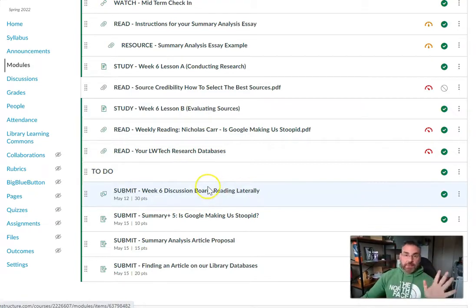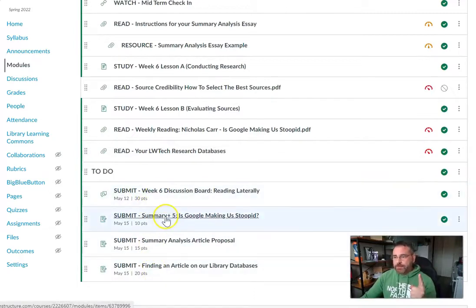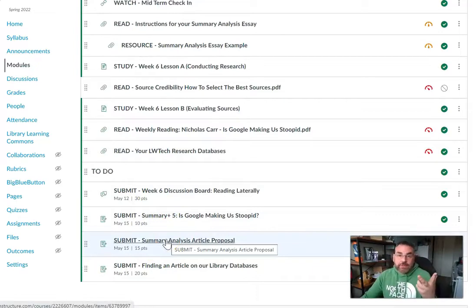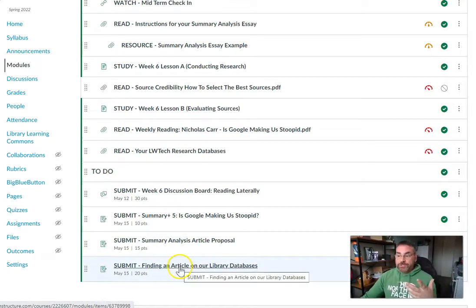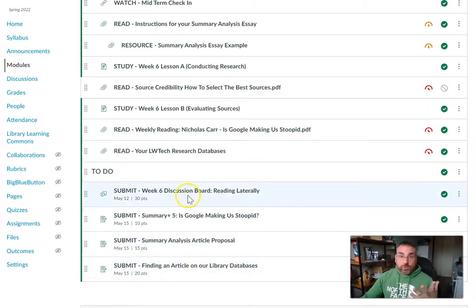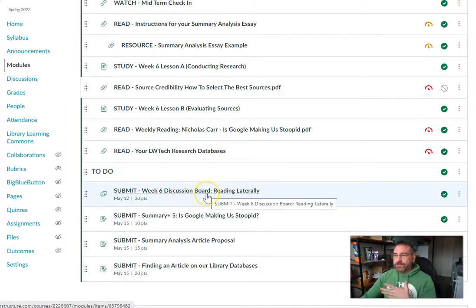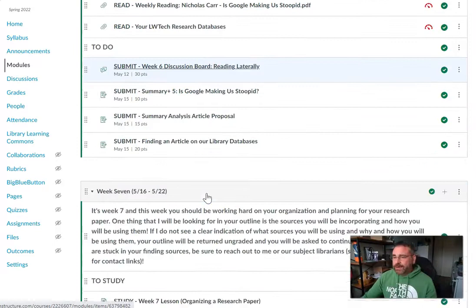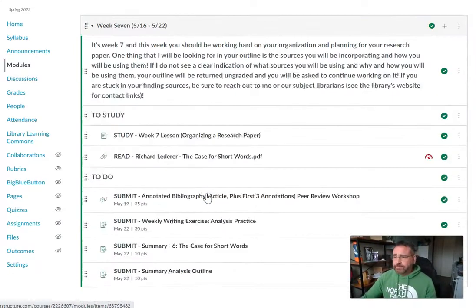But what's coming that's big? So this week you have 4 things due, right? You have your summary, and then I also want to know what article you might be using for your summary analysis essay. And I want you to make sure to show me that you know how to find an article on the database, the school's database. And then there's this discussion board assignment about reading laterally, which hopefully will make more sense now. So let's scroll down, what else is coming.